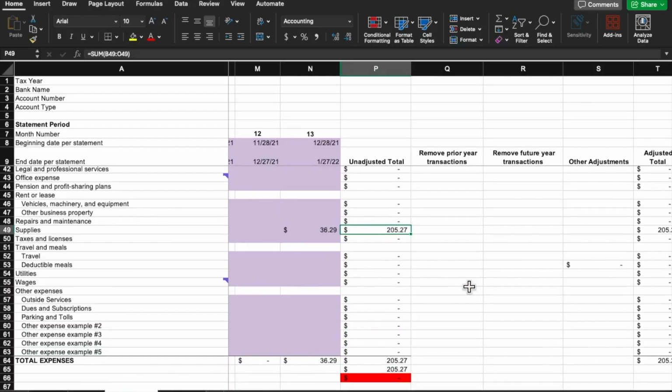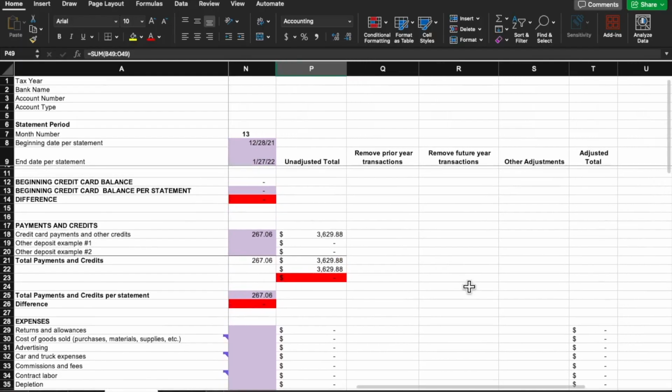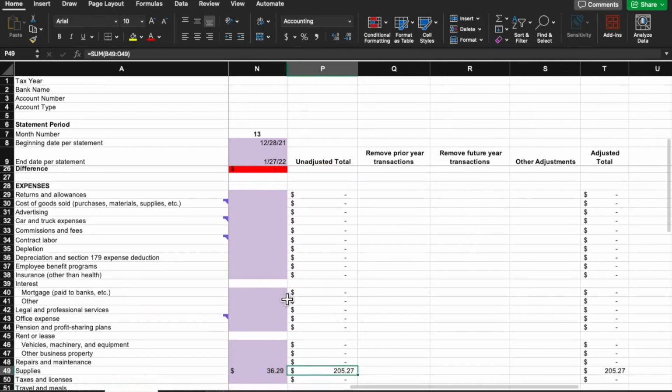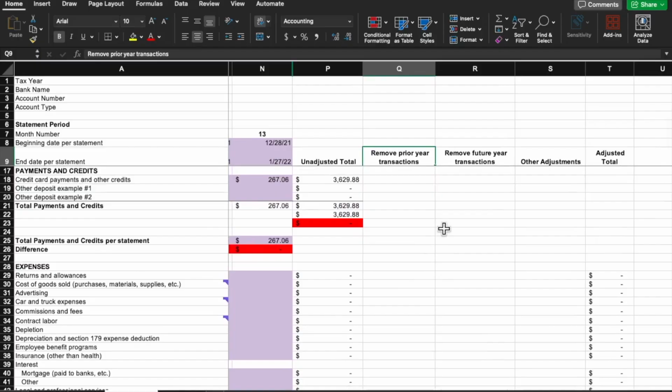So now we're going to move on to the adjustments portion. So how we do adjustments, there's three major adjustments you're going to make. And we're going to start first with the credit card statement, because then we're going to transfer everything from the credit card statement to our overall checking account summary. So first things first, we're going to remove prior year transactions. What this means is we're going to remove transactions that happened in 2020 from our statements.